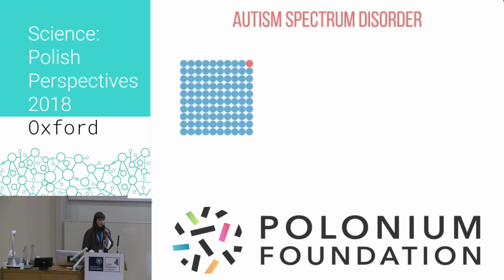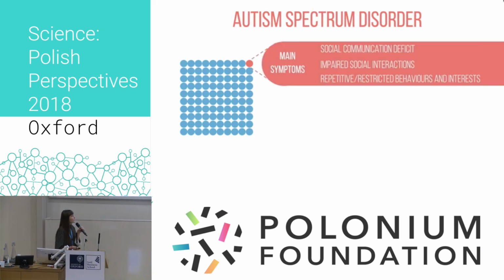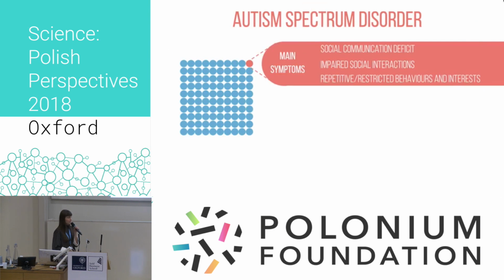So, autism spectrum disorder is a group of neurodevelopmental disorders that affects approximately 1% of the population. It is characterized by three main behavioral symptoms: social communication deficit, impaired social interactions, and engaging in repetitive or restricted behaviors or interests.